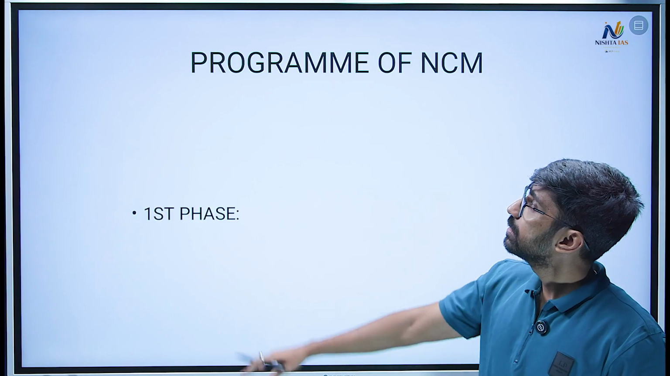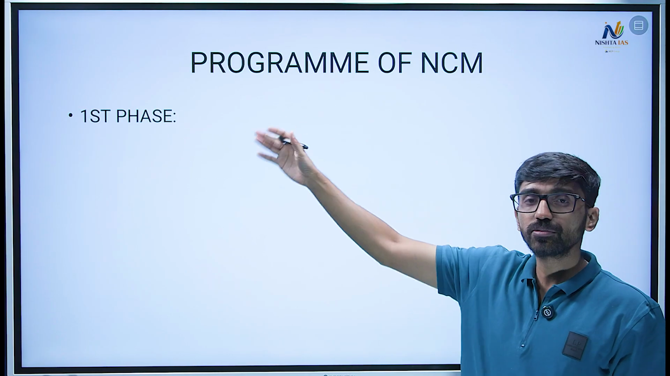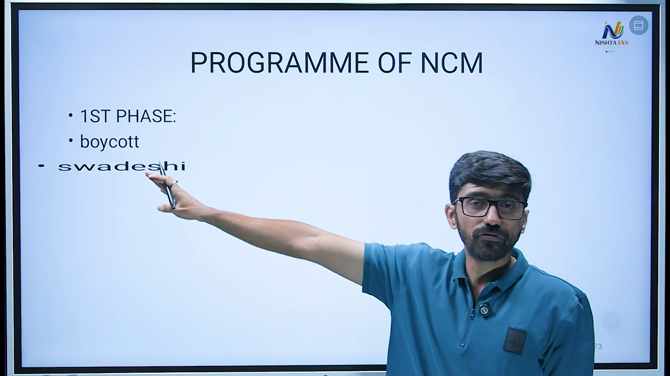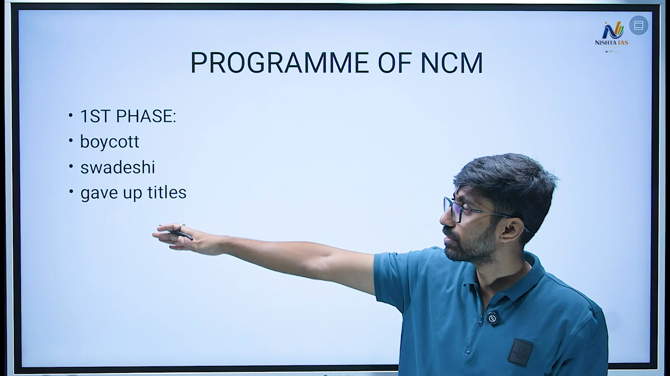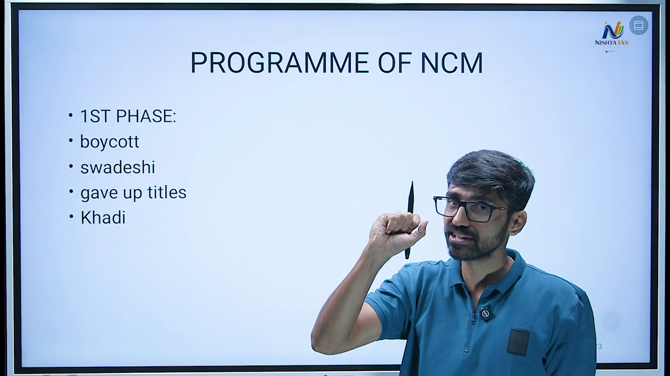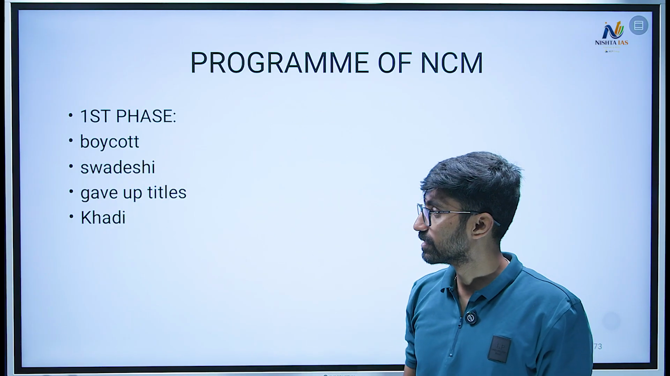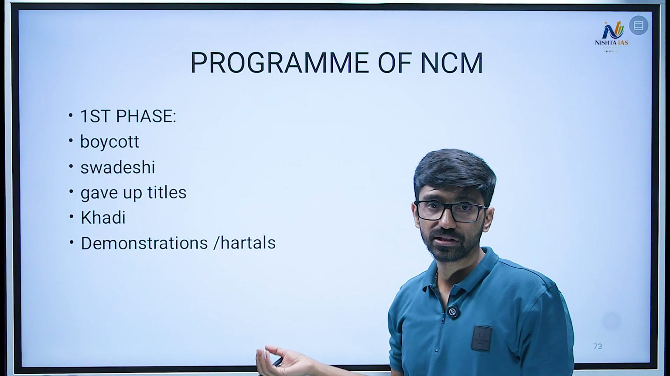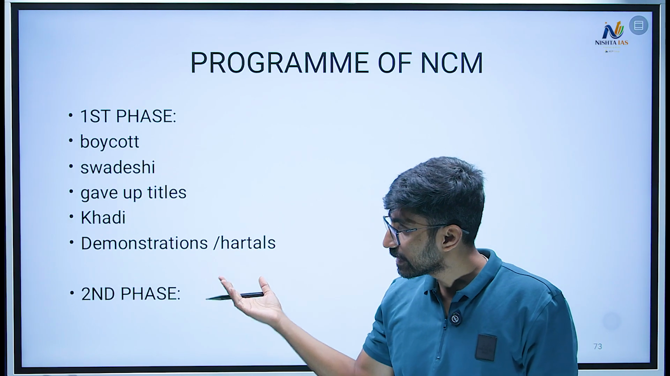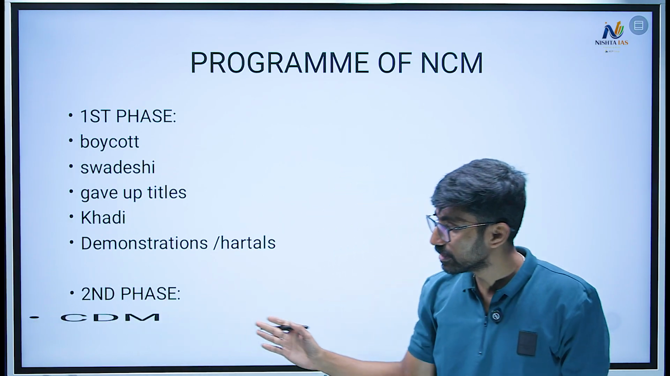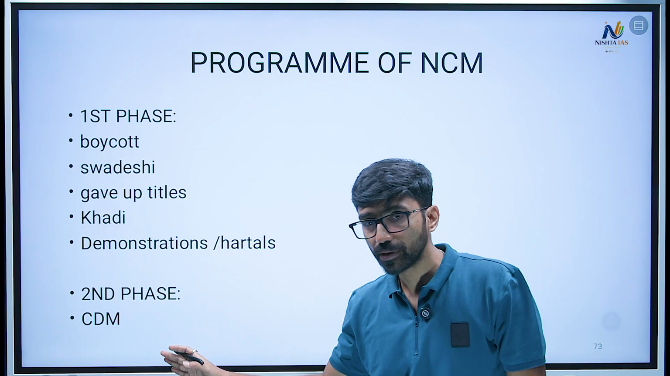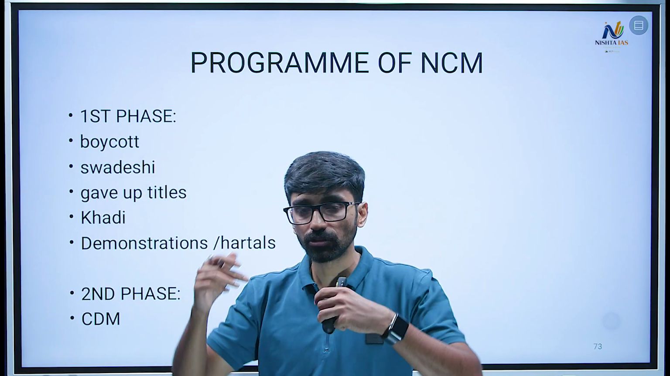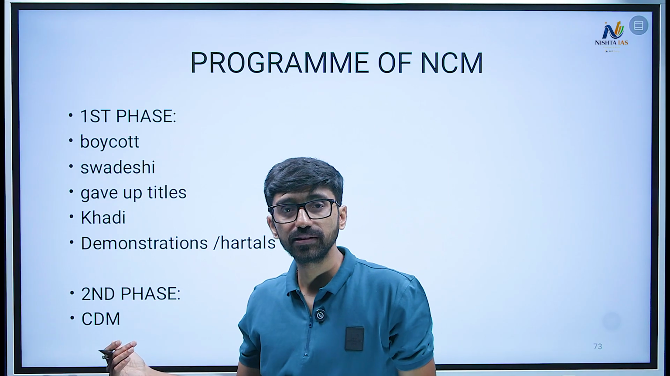And then this program of the non-cooperation movement had to be in two phases. In the first phase, what did people have to follow? Of course, non-violence, boycott, Swadeshi, give up titles, not retention of titles. That was an answer option. Use Khadi, don't use British goods. And demonstrations, hartals we can talk about. And the second phase will come to civil disobedience. What is civil disobedience? If the first phase is not achieving Swaraj, we will go to the second phase, that is civil disobedience.